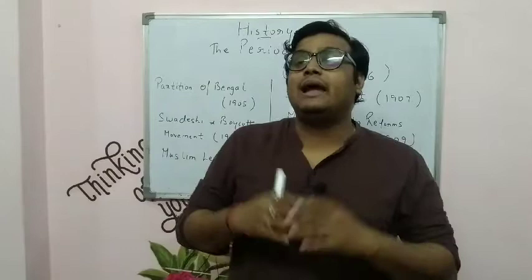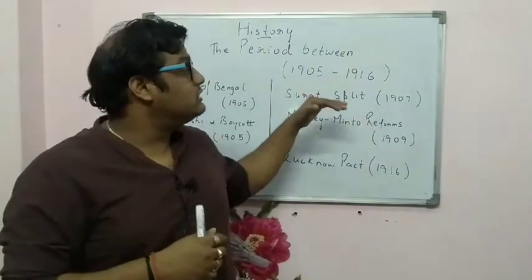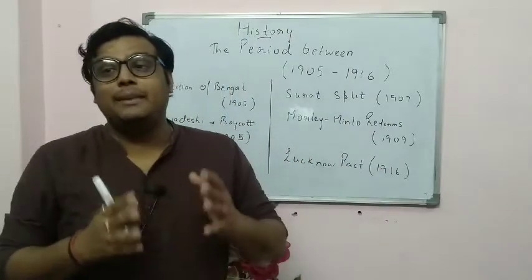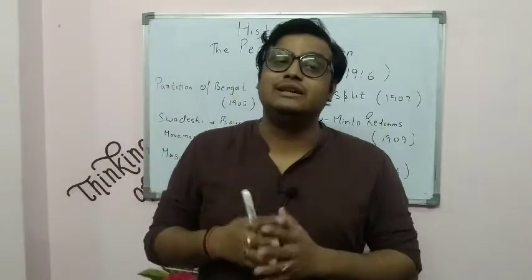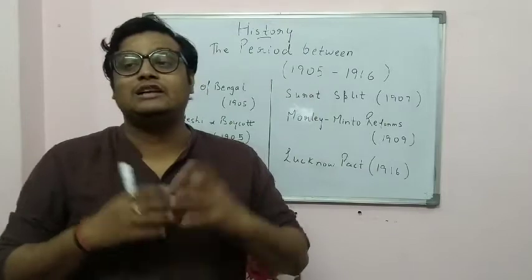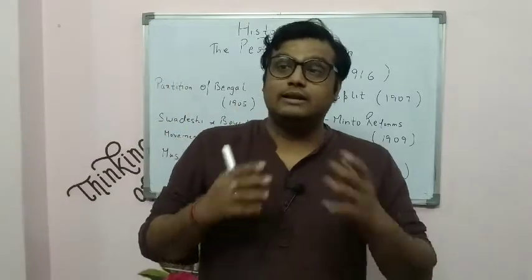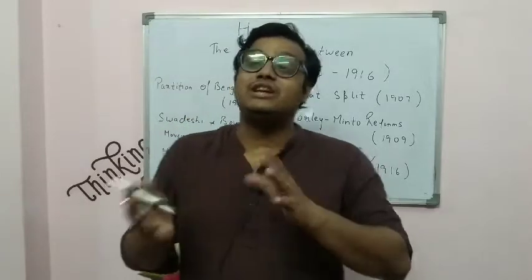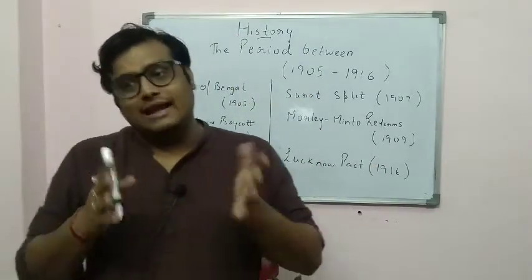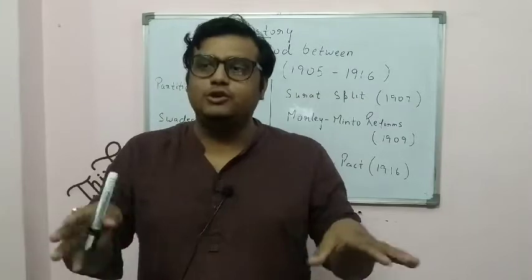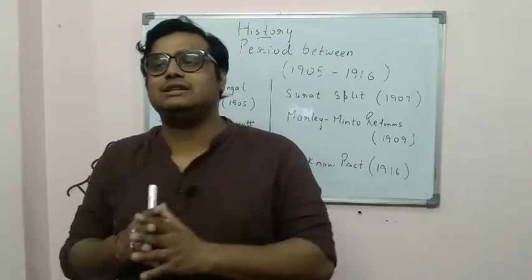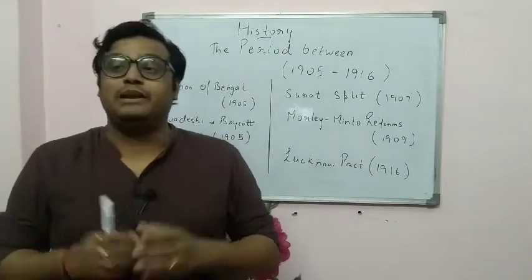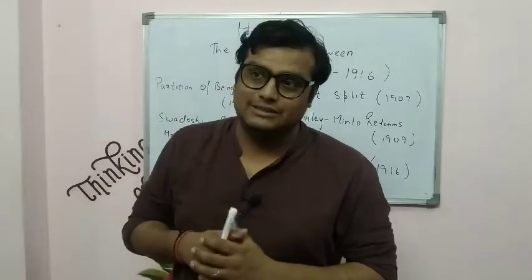But what happened in 1907, there was a Congress session at Surat. The extremist leaders such as Lala Lajpat Rai, Raj Bihari Bose were not allowed to speak, and the chairs were thrown on each other. And again, the Congress was split into two parts, that was moderates and extremists. There was a division in the Congress once again. That is known as Surat split, a very important question that can arise.